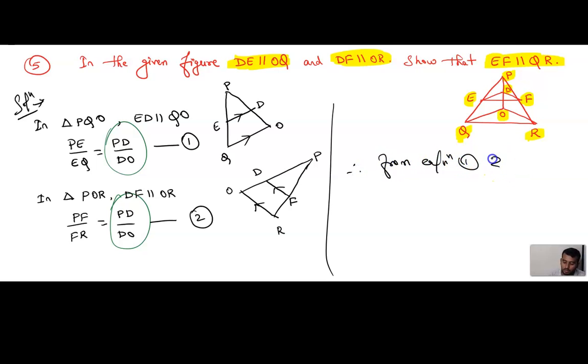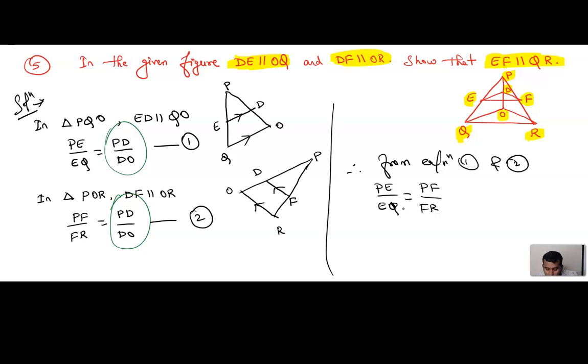from equation 1 and 2, PE by EQ is equal to PF by FR. Correct, no? Actually what we have to prove? हमें क्या prove करना है? We have to prove EF is parallel to QR.